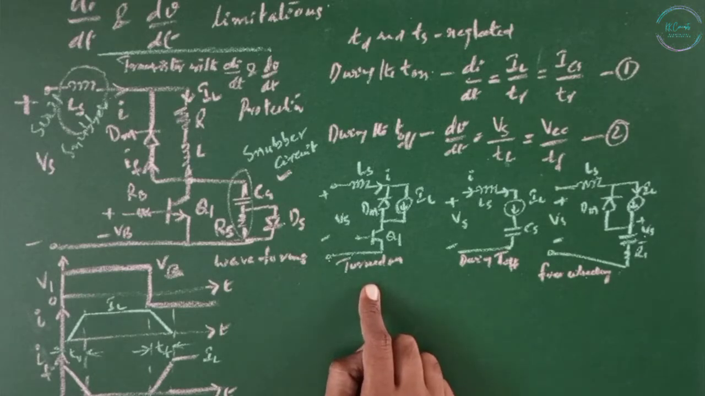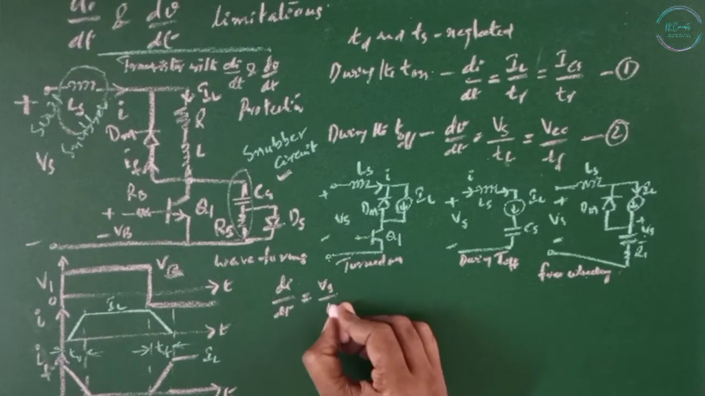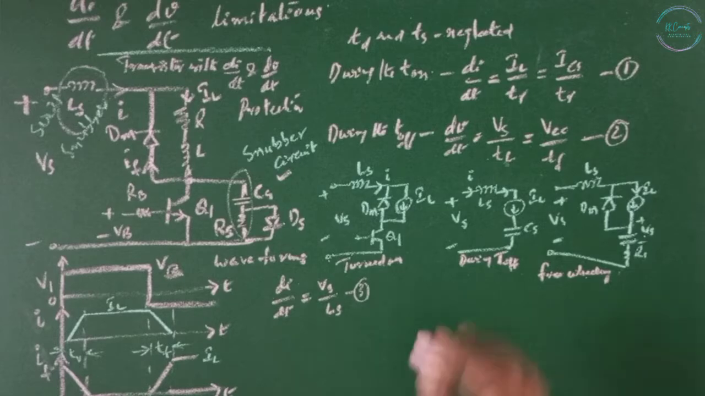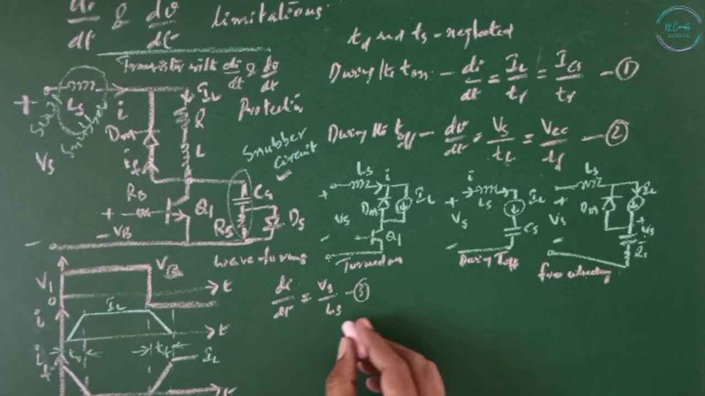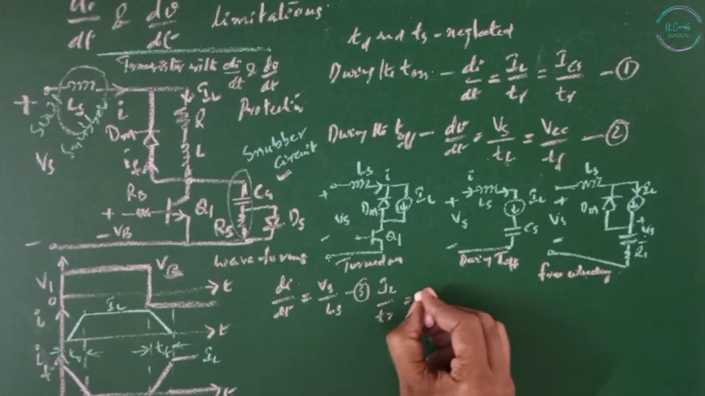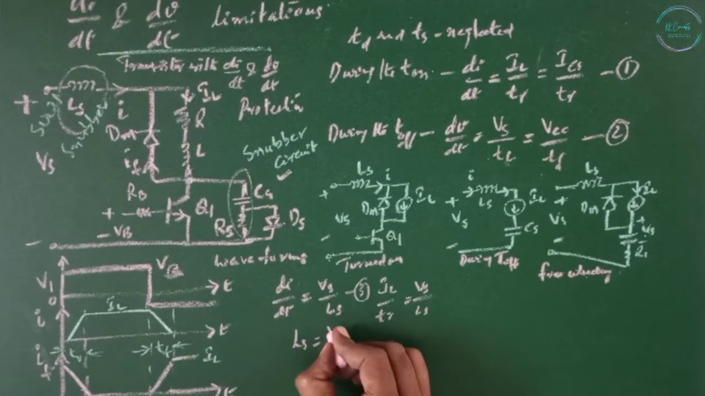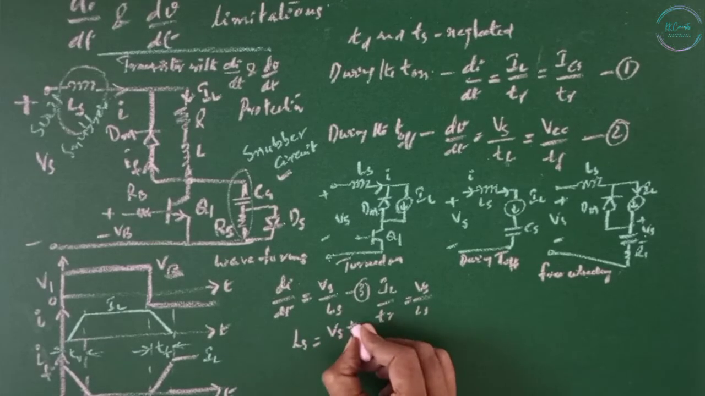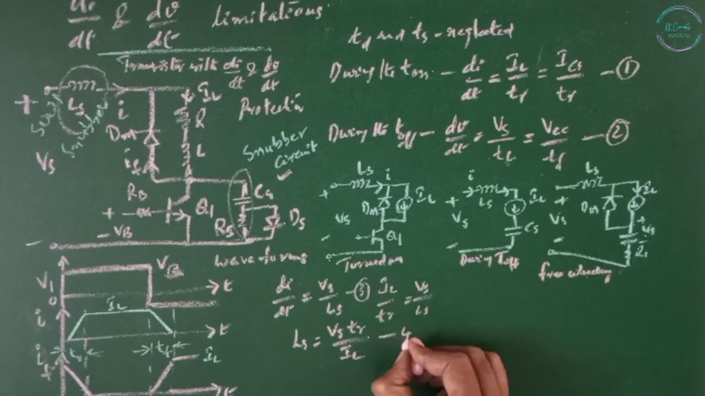The turn-on di/dt is given by input voltage Vs divided by Ls. Now from equation 1, di/dt is IL divided by Tr. Substituting, IL divided by Tr equals Vs by Ls, from which Ls equals Vs Tr divided by IL. That is equation number 4.